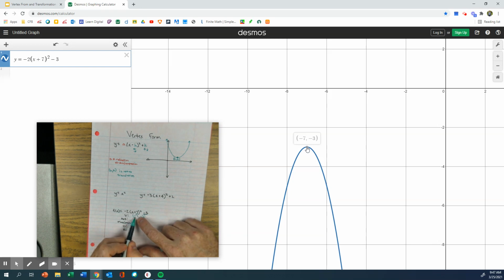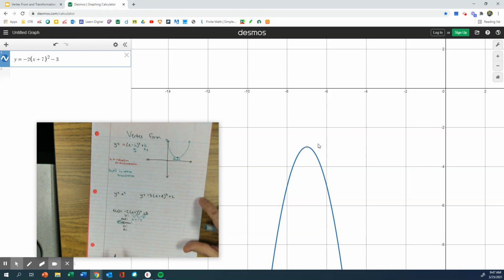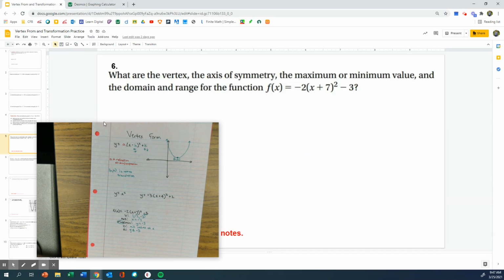Now, our axis of symmetry is whatever the x value is of our vertex, so x equals negative 7. Now, is that a maximum or minimum? Well, this is the highest point on the parabola, so that would be the maximum, okay? And the maximum point is y is equal to negative 3. It's that y value, okay? Domain is always, unless otherwise specified, all values of x. And our range, in this case, is y, and because it's a maximum, it's going to be less than or equal to negative 3. So that is question 6.